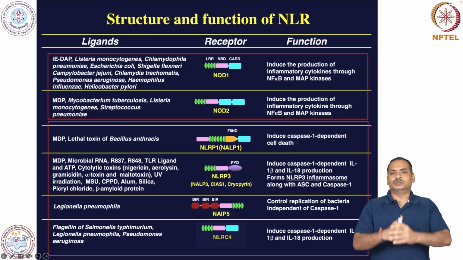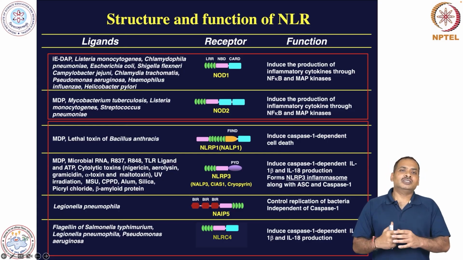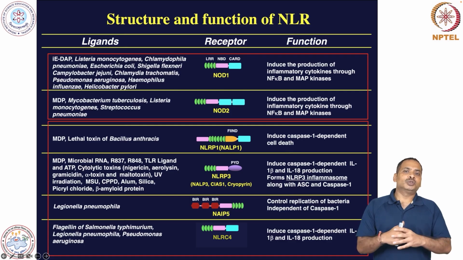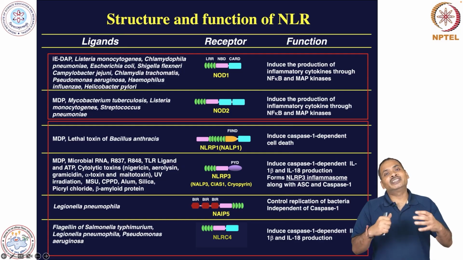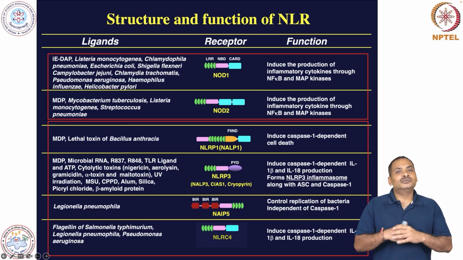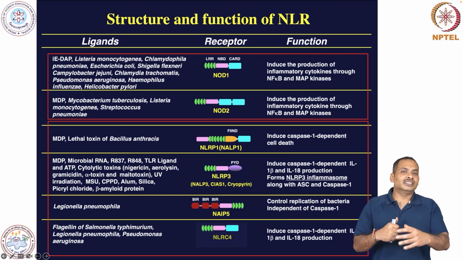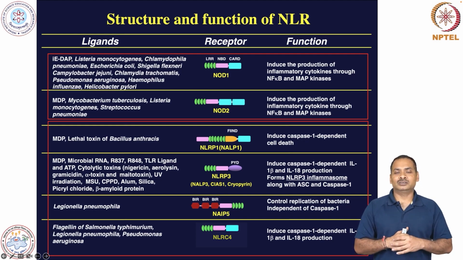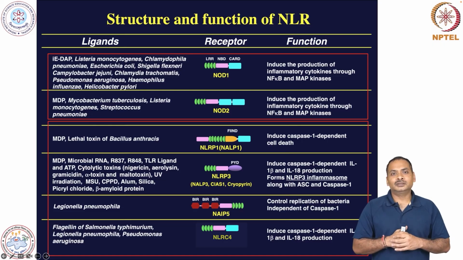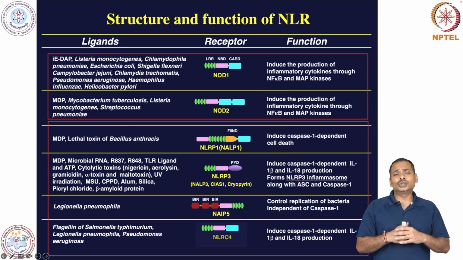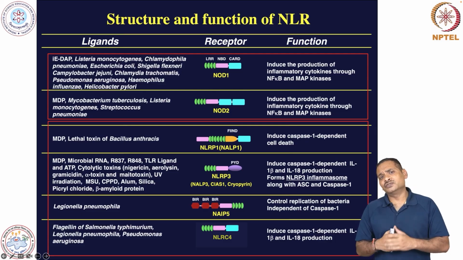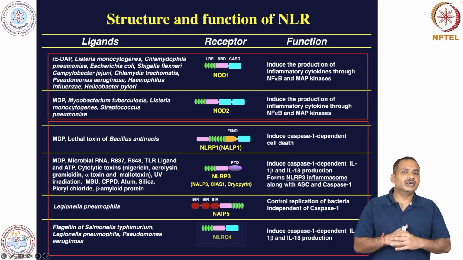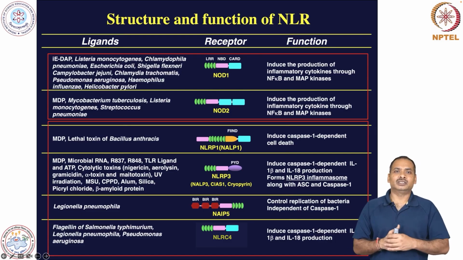So what is an inflammasome? It is simply a multi-protein complex, and the aim of this multi-protein complex is to activate the enzyme which is present in inactive form, procaspase 1. In mice, it is procaspase 1 and 11. Procaspase 1 is the enzyme which cleaves pro-IL-1 beta into its active form, IL-1 beta.